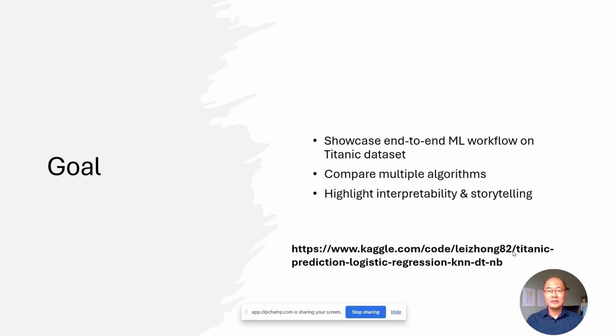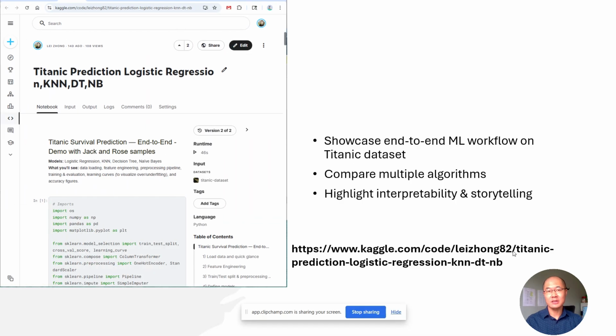The goal of this project is to use labeled data to predict whether a given person survived or not on the Titanic. This is a typical supervised classification problem. I was not just building the models, but also comparing them, studying overfitting with learning curves, and explaining what features mattered most. And the project is hosted on Kaggle. Here is the link.